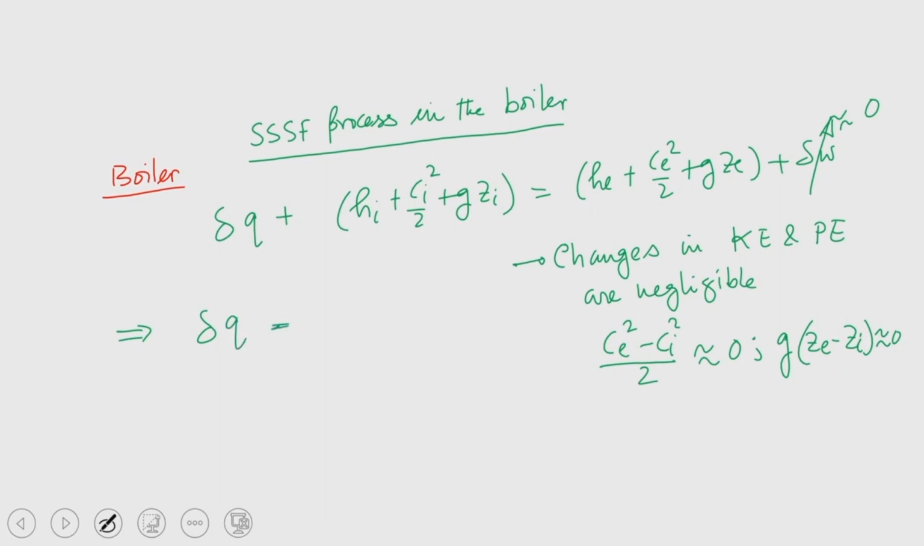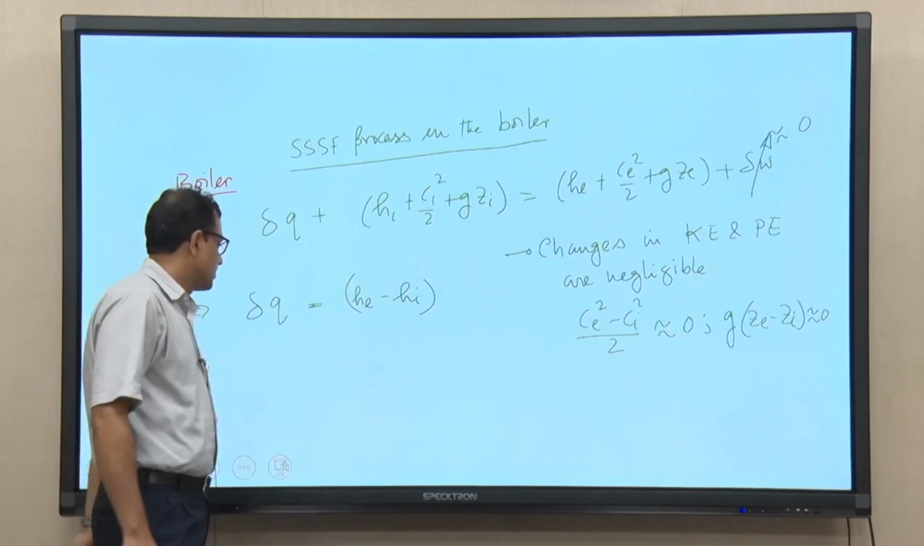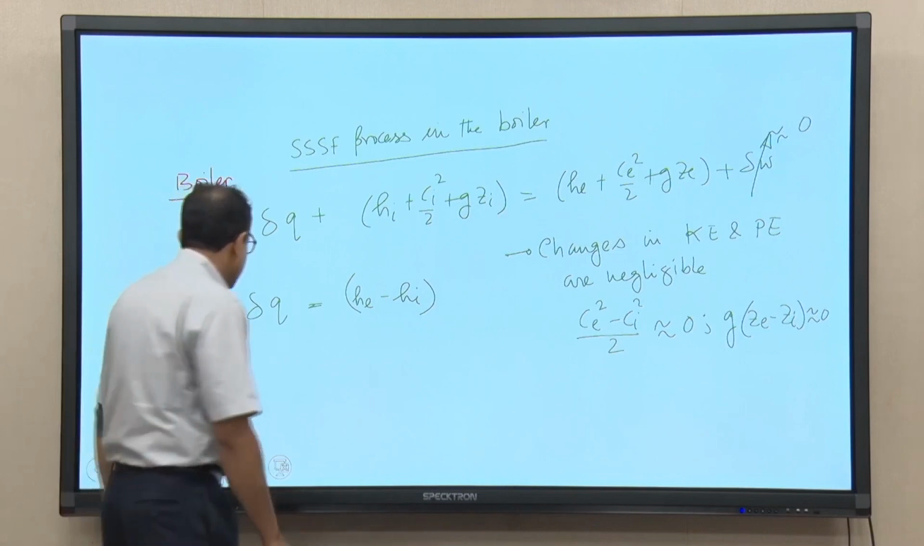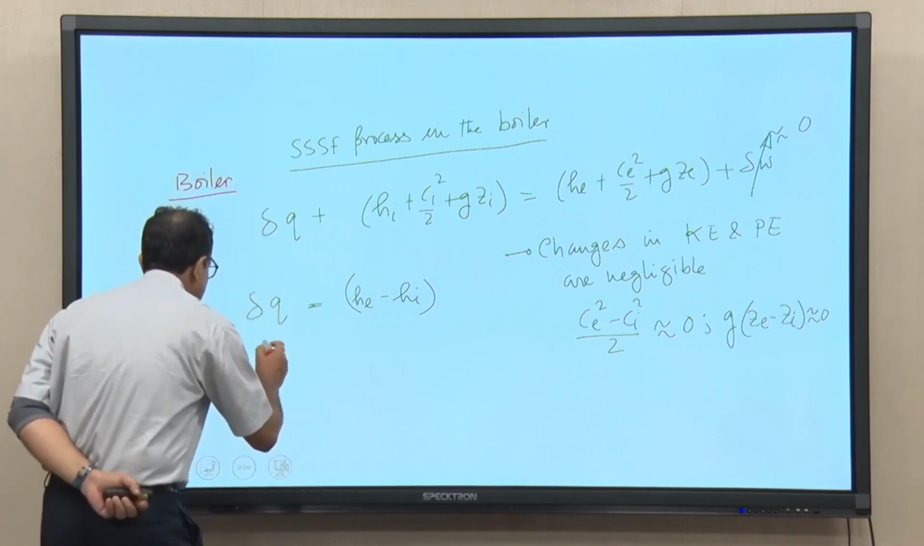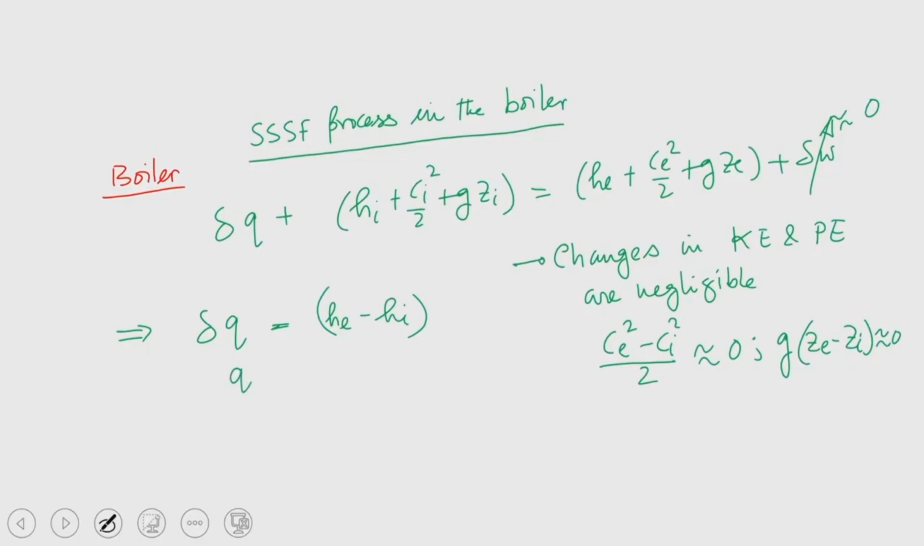Delta Q equal to h_e minus h_i, right. So, the amount of energy that should be added to the boiler, or we can write Q 1 to 2 equal to H2 minus H1. Either we can write in this form.